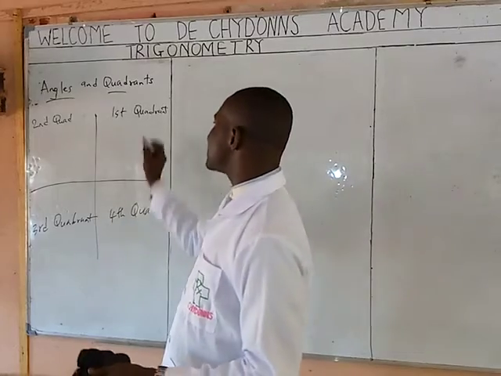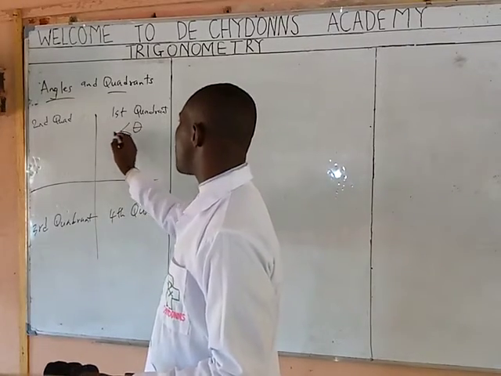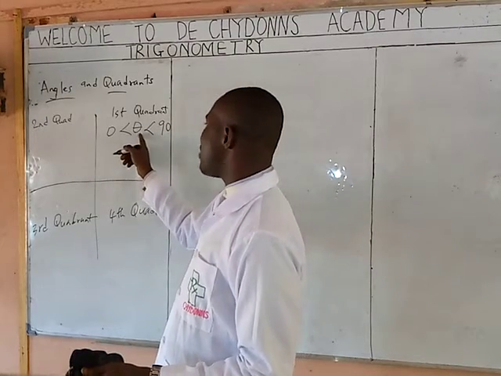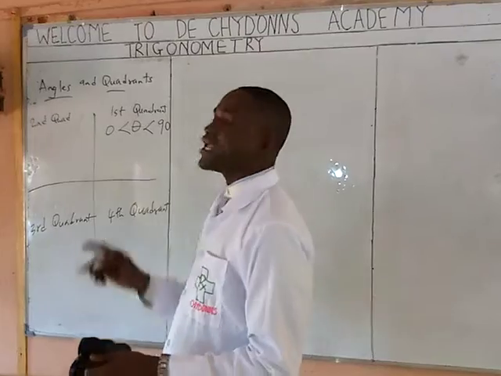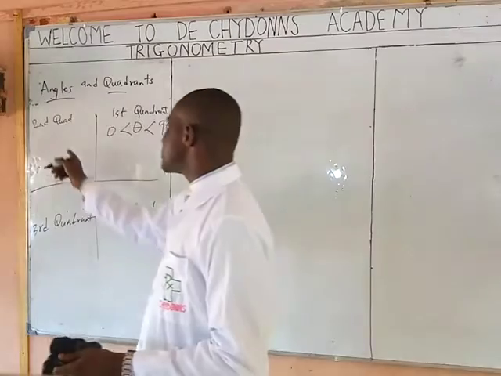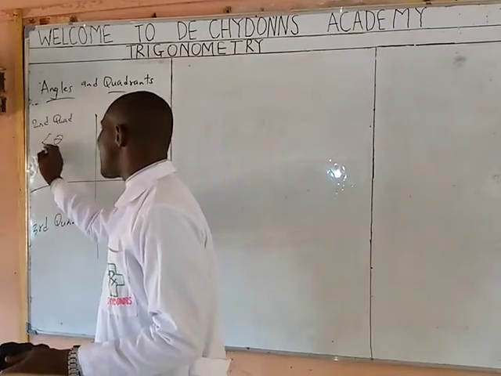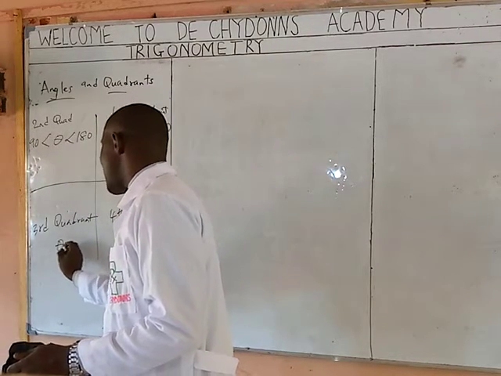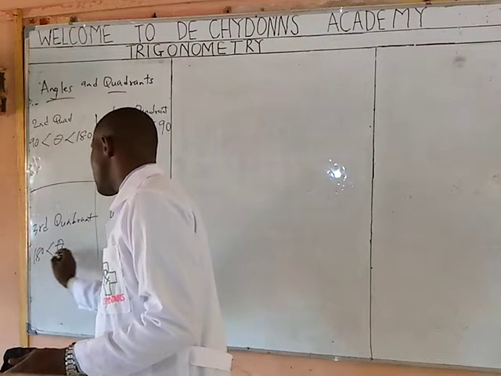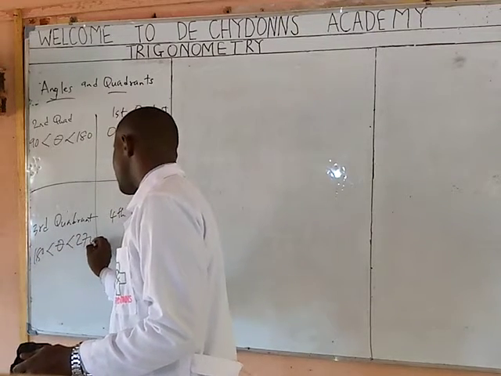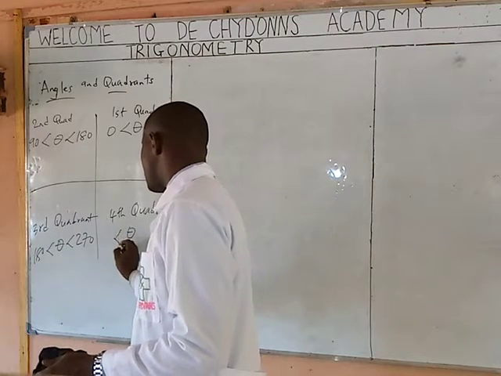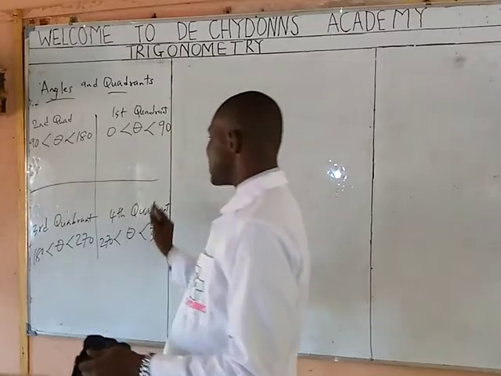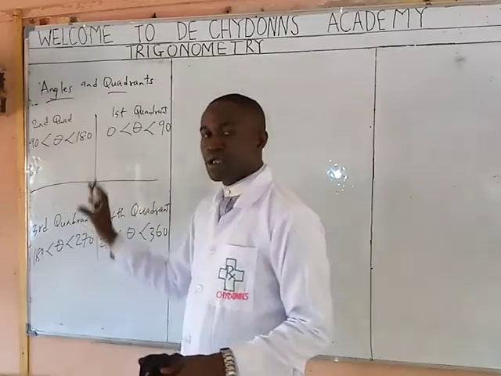In the first quadrant, theta ranges from 0 to what? 90 degrees. So theta must be greater than 0 and less than 90. Then for the second quadrant, theta is greater than 90 but less than 180. In the third quadrant, theta is greater than 180 but less than 270. In the fourth quadrant, theta is greater than 270 but less than 360.